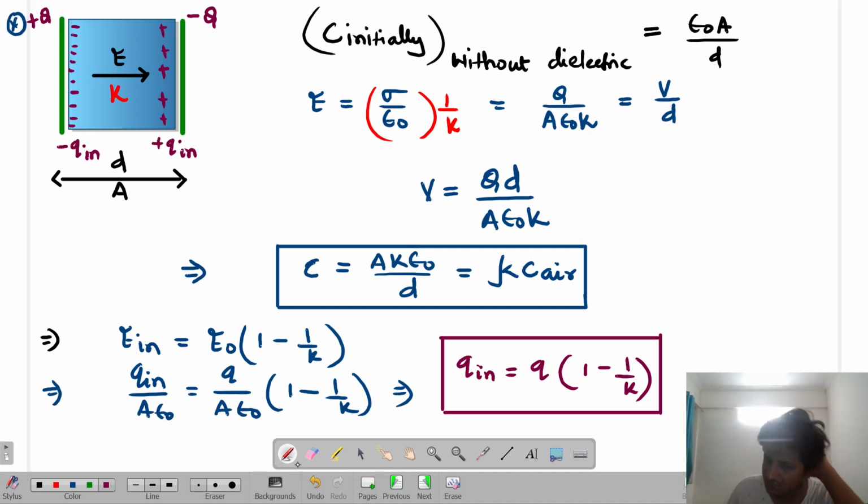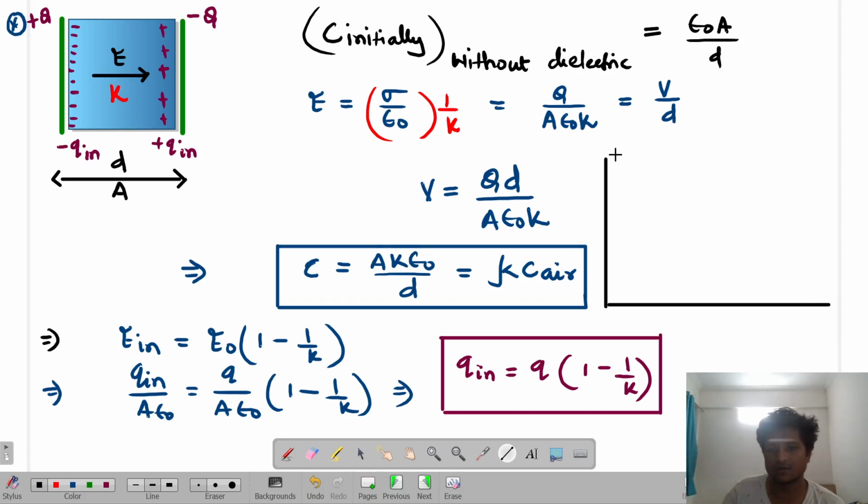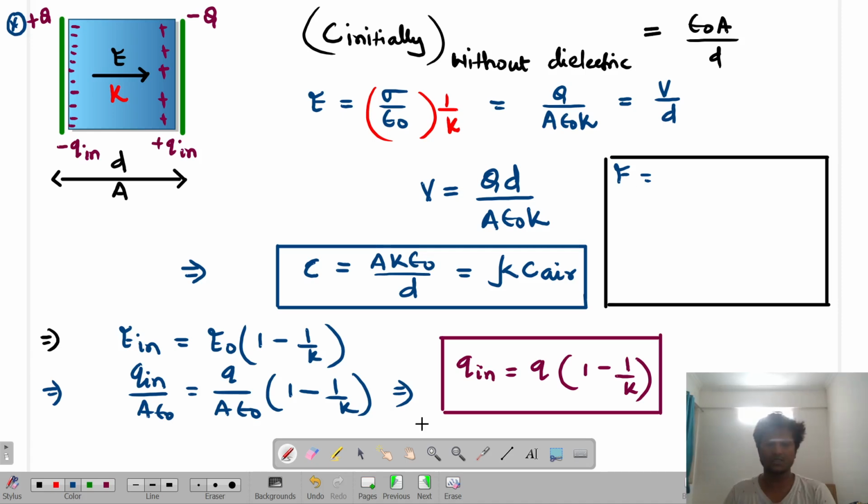Okay, now think about one thing. When we have the plates, and electric field is there, the plates are attracting each other, because they have opposite and equal charges. So you need to put some external force to keep them at rest. So let us talk about this force between the plates. Force is what? Simple kq square by r.